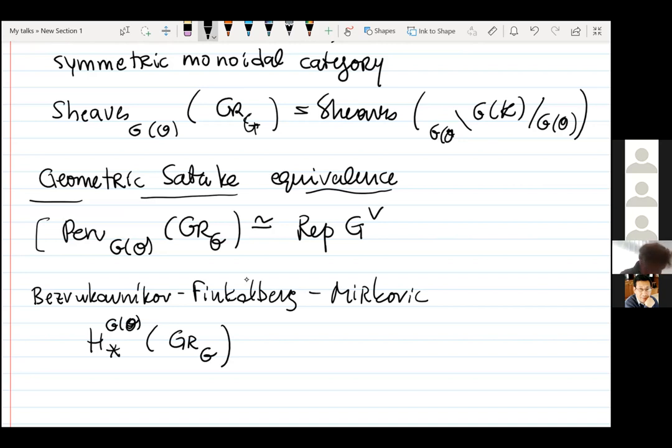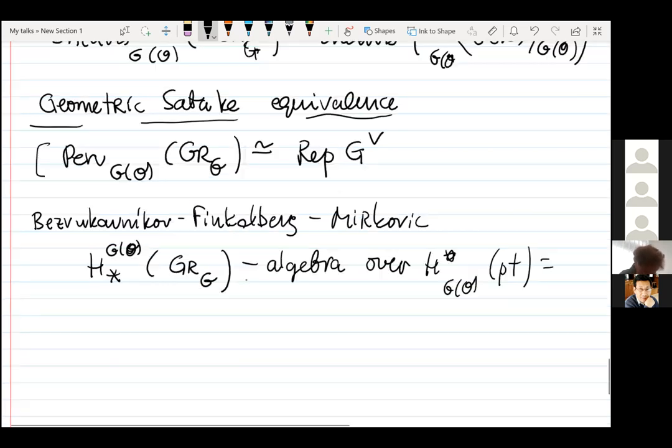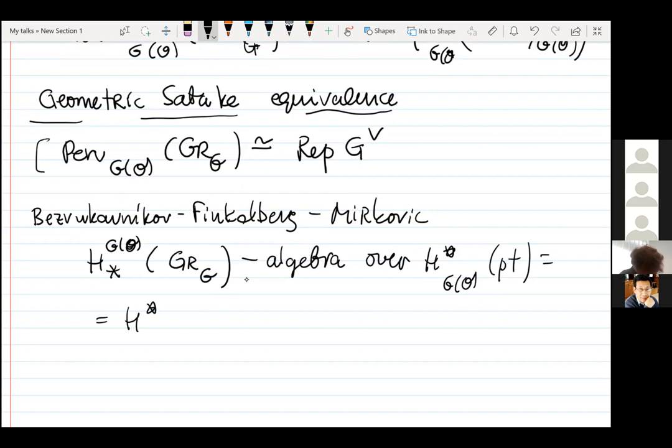And then, for the same reason why this category of sheaves has a monoidal structure, this, a priori just a vector space, actually has an algebra structure. This is an algebra. In fact, because everything is equivariant, it's an algebra over the equivariant homology of a point with respect to G, which is known to be the same as polynomial functions on the adjoint quotient, t mod W. So it's an algebra over this.